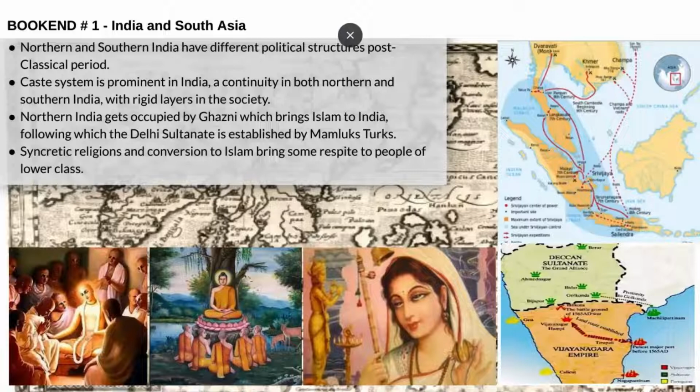Northern India gets occupied by the Ghaznis, which brings Islam to India, following which the Delhi Sultanate is established by the Mamluk Turks. Syncretic religions and conversion to Islam bring some respite to the people of the lower class.